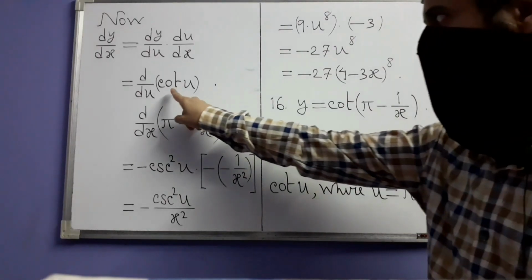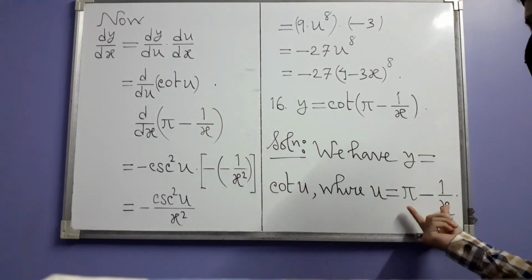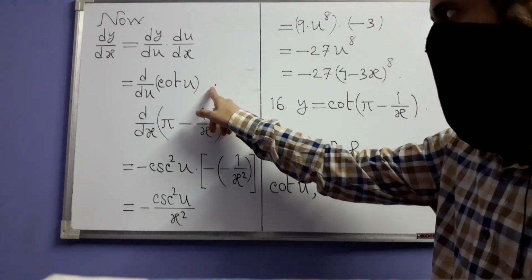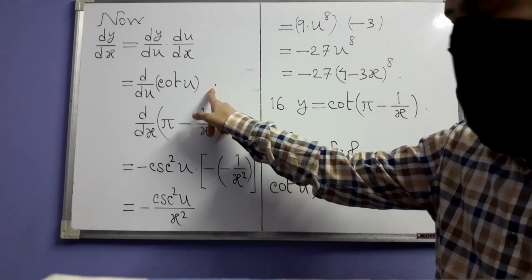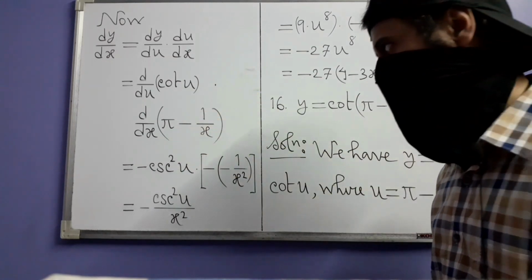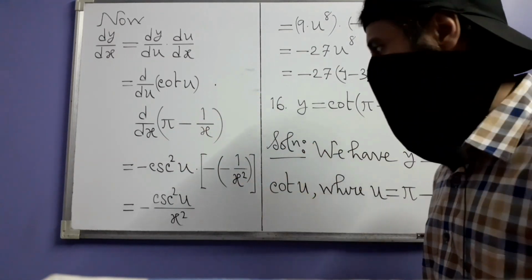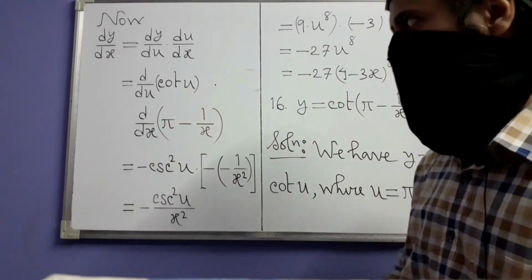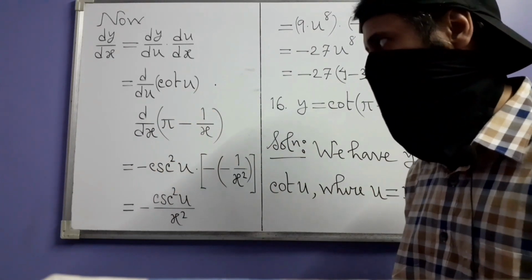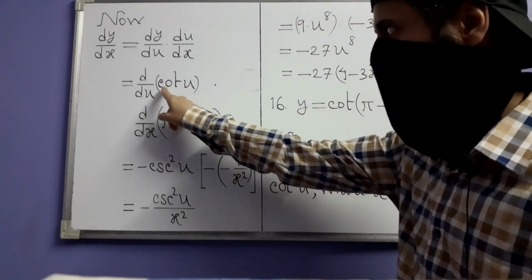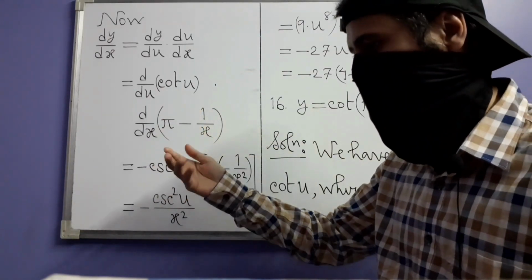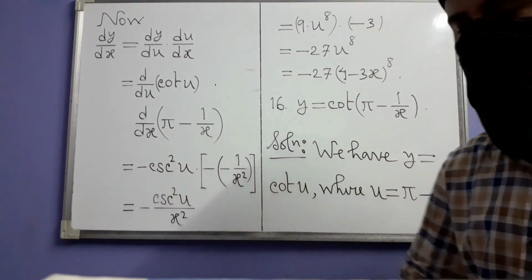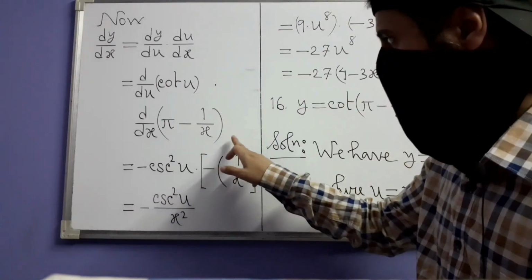Now y is cot u and u is pi minus 1 over x. I ran out of space here, so I put the multiplication dot here. If you want, you can put your usual cross also to make it more prominent. But anyway, what is the derivative of cot of u with respect to u? Minus cosecant square u. Again, this is a trigonometric function which starts with co, so there will be a minus in the derivative. After that, whatever comes.